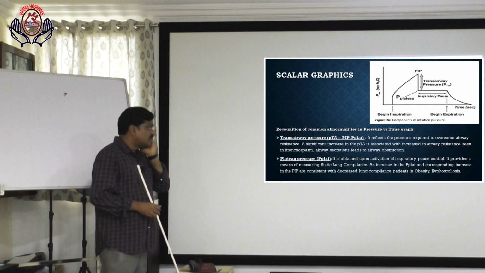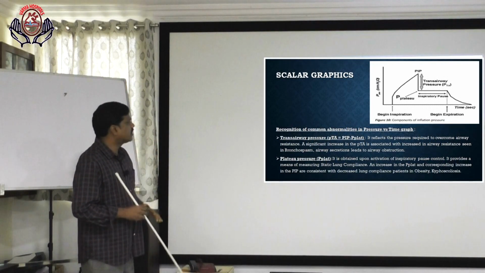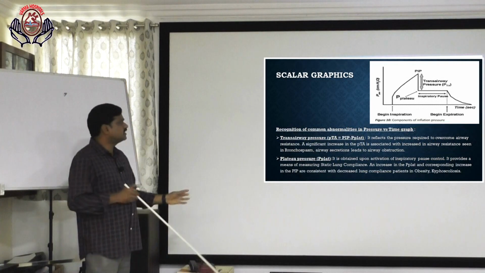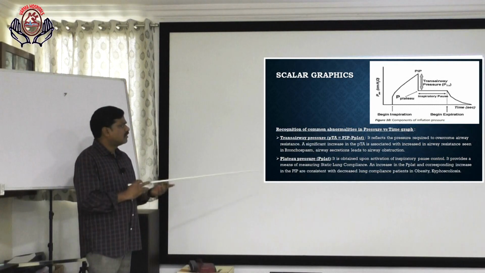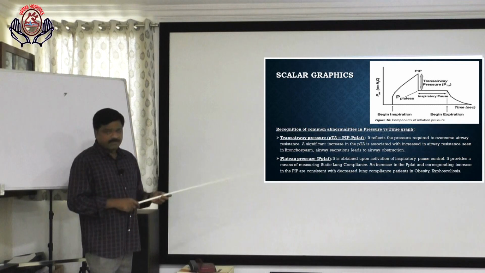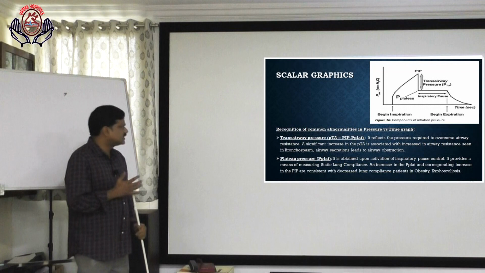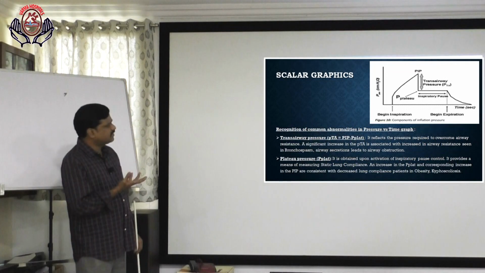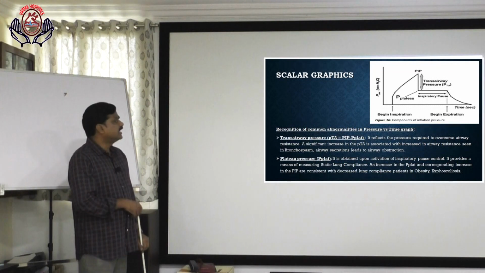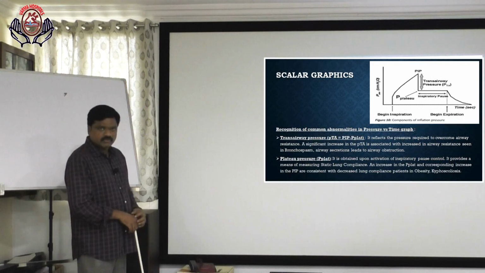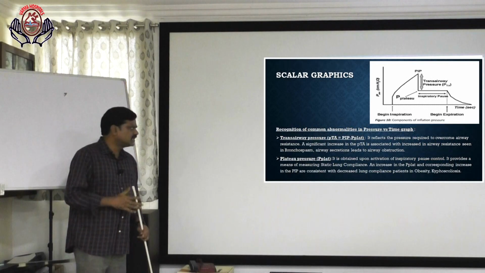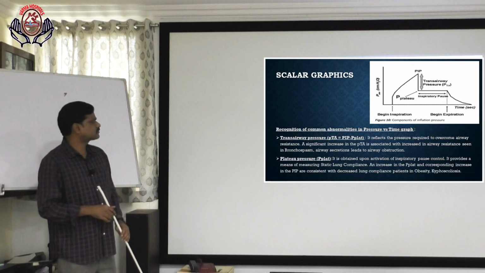Recognition of common abnormalities in the pressure versus time graph. Transairway pressure is inspiratory pressure minus PEEP. It reflects the pressure required to overcome airway resistance. A significant increase in transairway pressure is associated with increased airway resistance seen in bronchospasm. Airway secretions lead to airway obstruction.